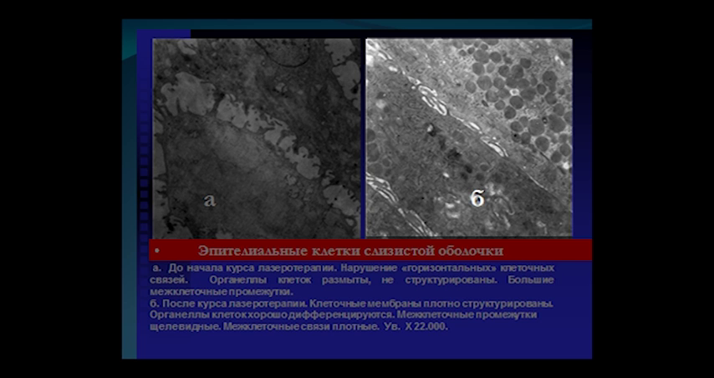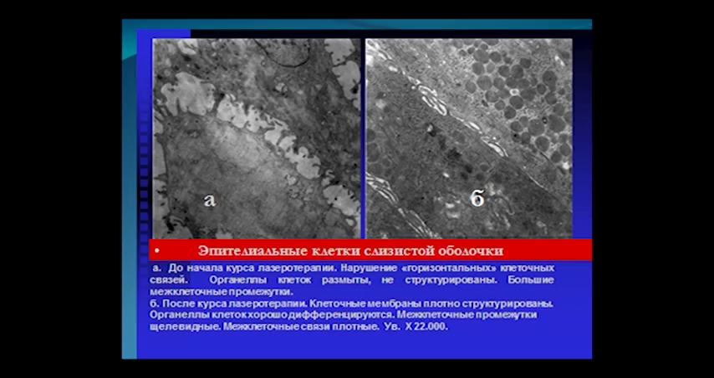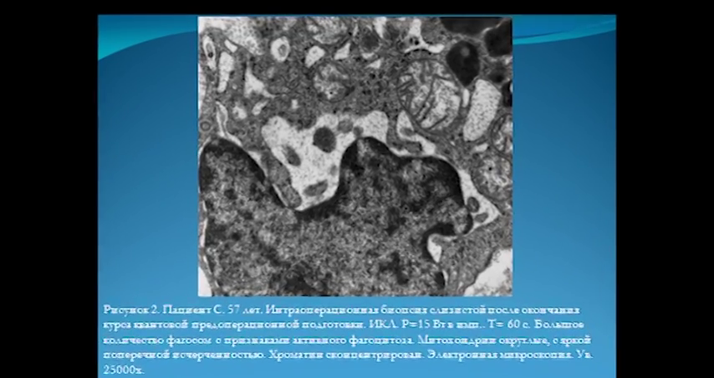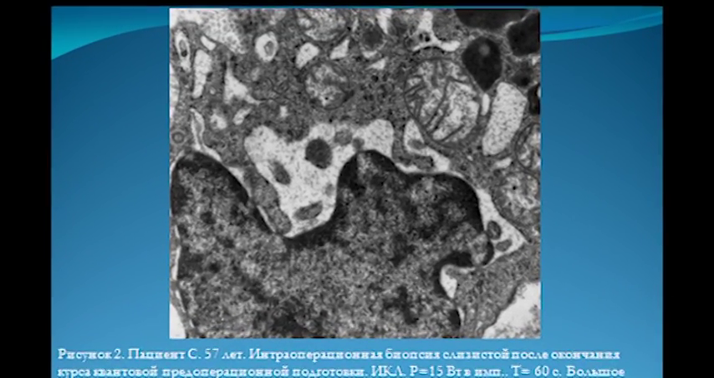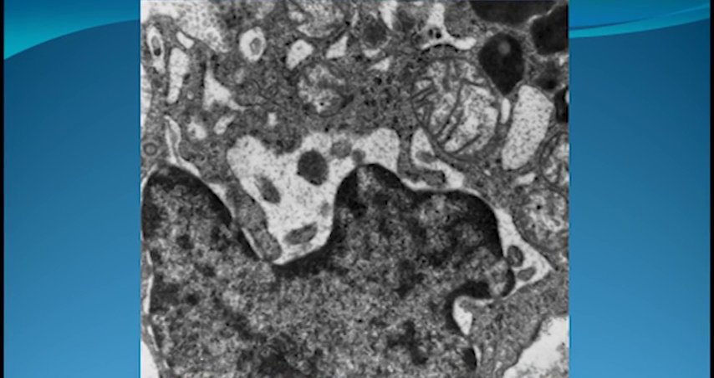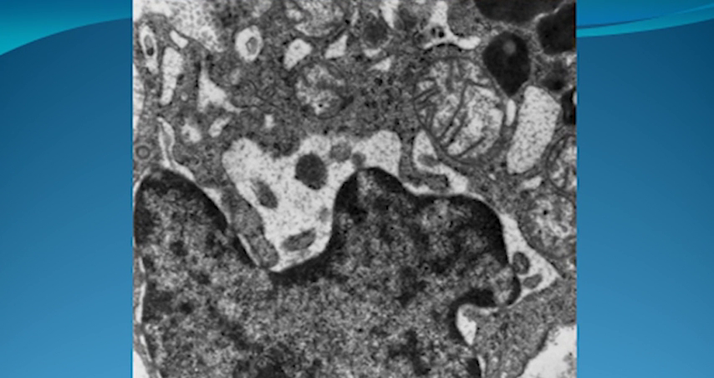Microscopic view of a histologic specimen. B. After laser therapy. Cytosolic membranes are closely structured. The cell organelles are well differentiated. Intercellular intervals are slit-like. Cellular connectivity is dense. At the second figure, intraoperative mucosa biopsy after a course of quantum preoperative preparation. Ample quantity of phagocytes with the characteristics of active phagocytosis. Mitochondria are well-rounded with a bright lateral definition. Chromatin is concentrated. Electron microscopy.